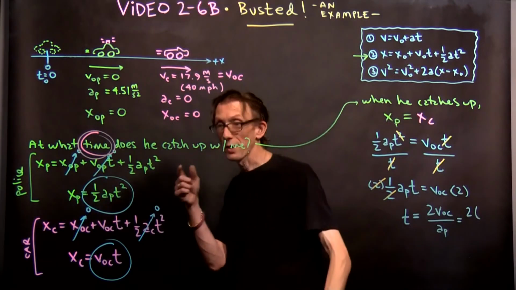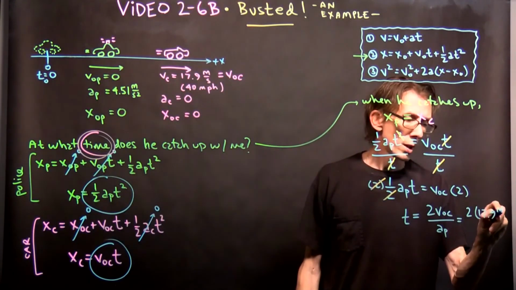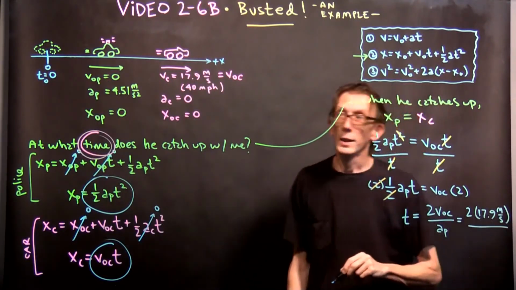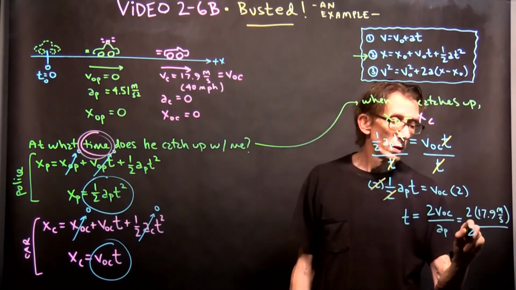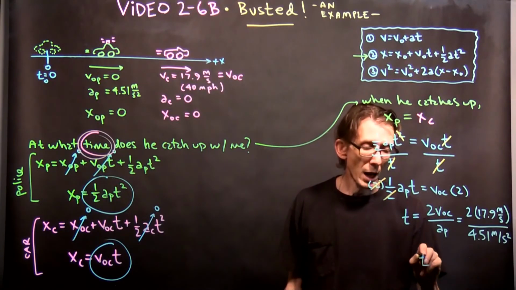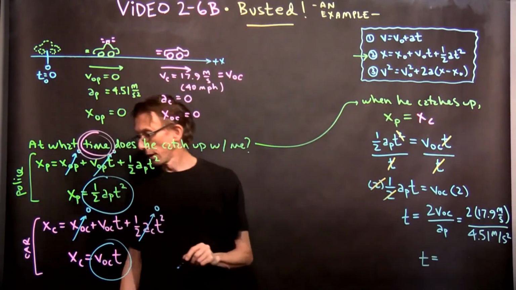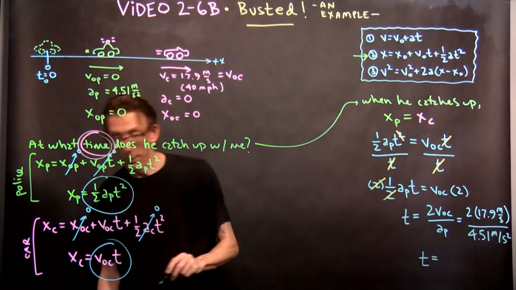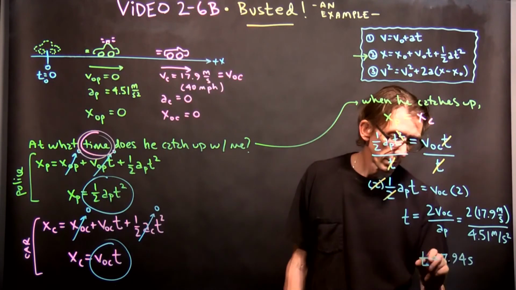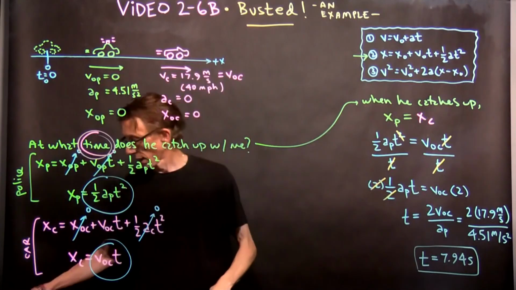2 times v naught c, which is 17.9 meters per second. Divided by a sub p, which is 4.51 meters per second squared. And you find out that the cop car catches up with little old me, gives me a ticket, and it's very ugly, several $100s at least, at 7.94 seconds. So that's how long I have after I blow by the cop before he catches up with me.